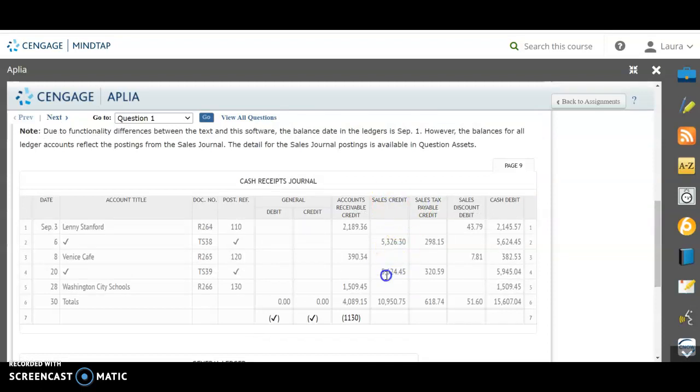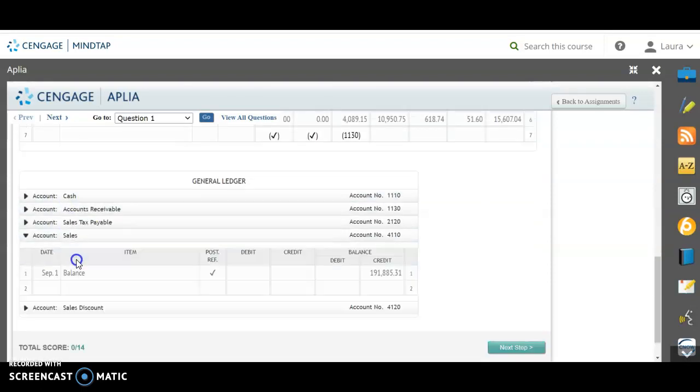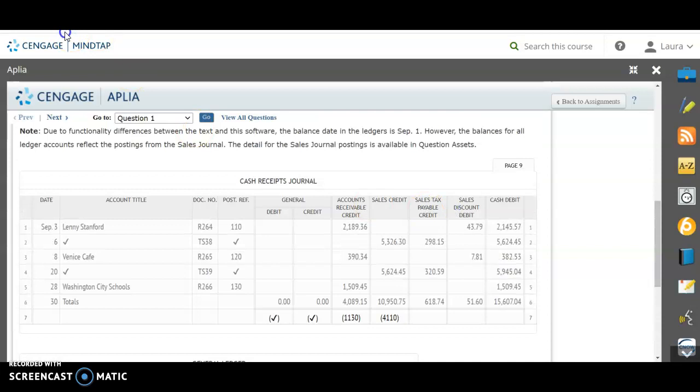So the next one is going to be sales as a credit. So we're going to open up sales. We're going to do each of these just like we have been doing all along. So this is $10,950.75. Credit entry, credit balance. So in this case, we must add. And we're going to get $202,836.06, and then take that 4110 and plug it in to show you posted that column.